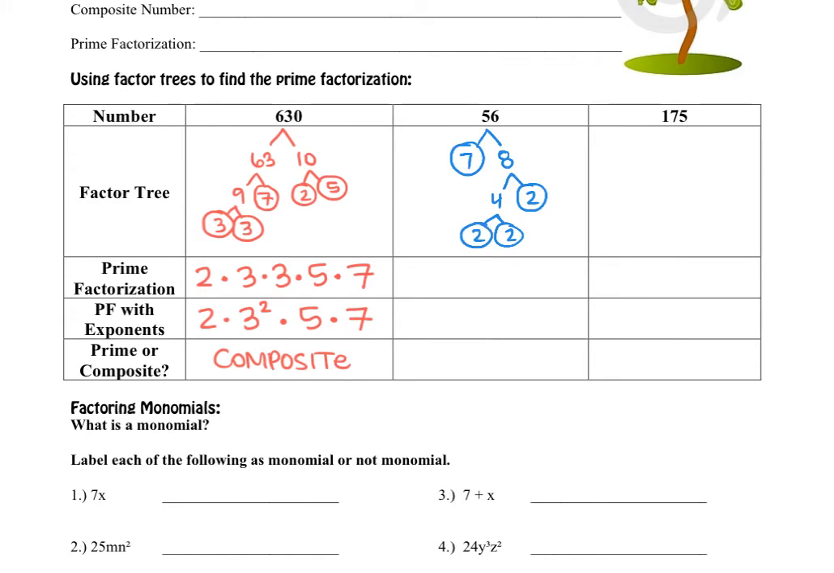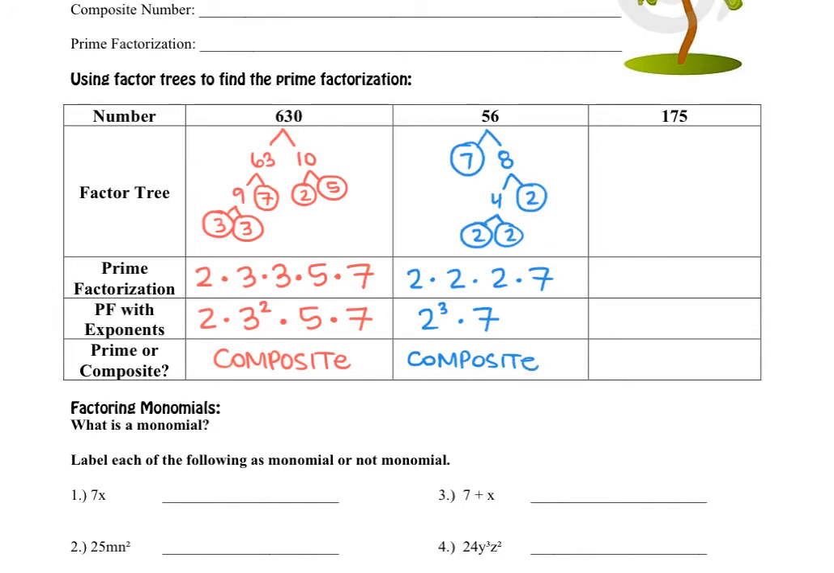Remember, I need to go in order from least to greatest. So in this case, that's going to be 2 times 2 times 2 times 7. Or I can write it with exponents instead of 2 times 2 times 2. That can be 2 to the third power times 7. And unless the directions tell you, it doesn't matter if you write it with or without exponents. You can do it either way. And this is also composite.